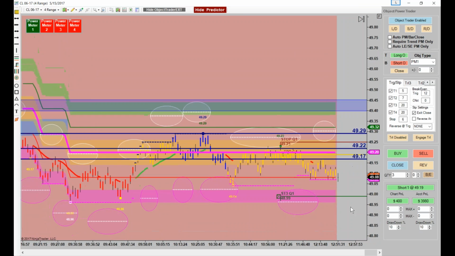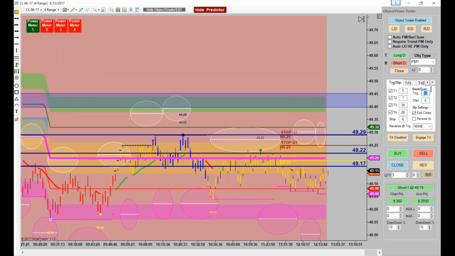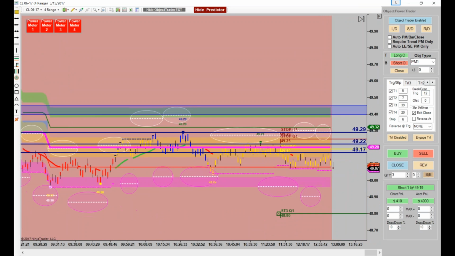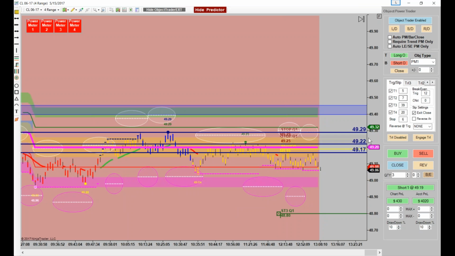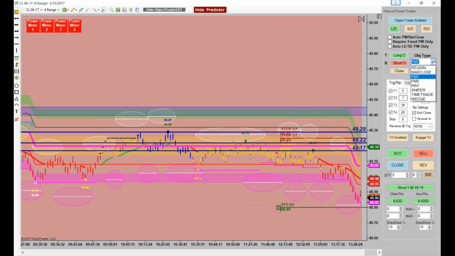We've got one still short, and I'd probably move my target out of the way. And I don't like a break-even trade. Myself personally, I don't usually use the break-even trigger. I move my stops. And I get out of trades based on, for instance, if you got one contract, just turn on power meter 1 or 2 even. If it goes green, it'll get you out of that last one.